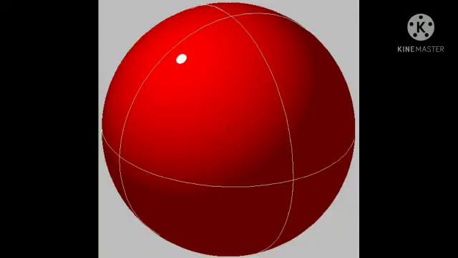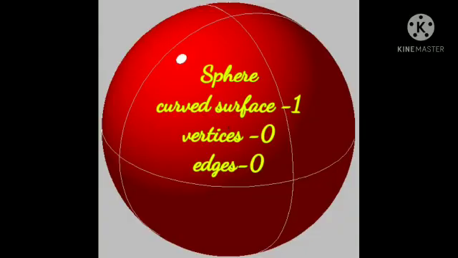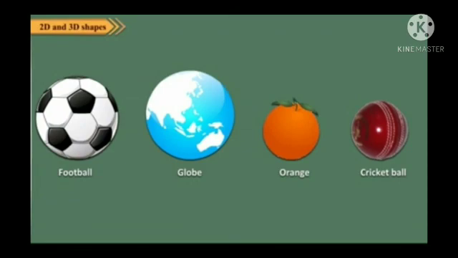Children, what do you think? Are these the examples or the pictures of a circular object or something else? Yes, these are the examples of a sphere. Now, what is a sphere? A sphere is also a 3D object, children, but it contains only a curved surface. There is no plane surface in it, and it does not contain any vertices nor any edge. So these are the other examples of a sphere.